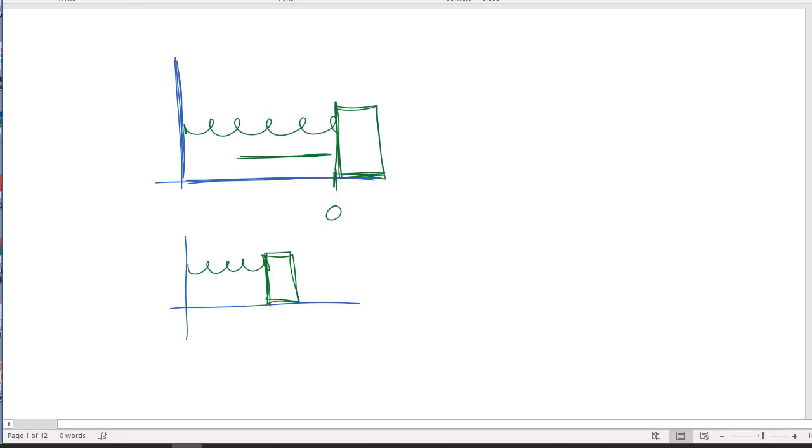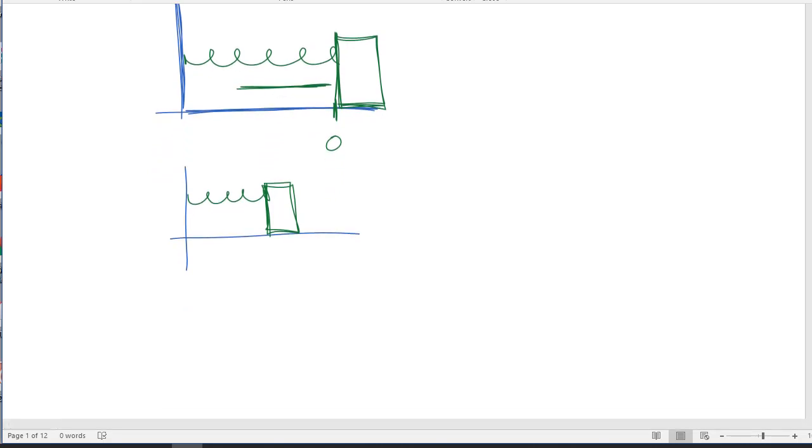See if I can scroll a little bit here without the digital board getting wonky on me.